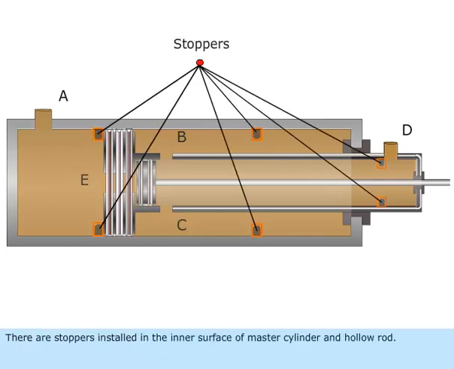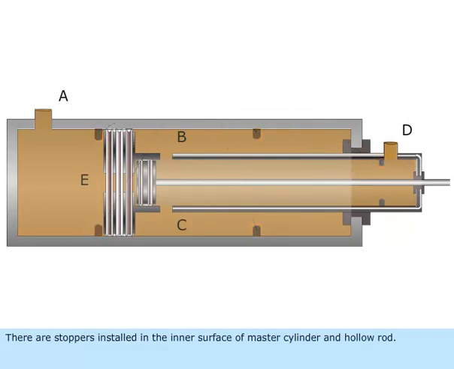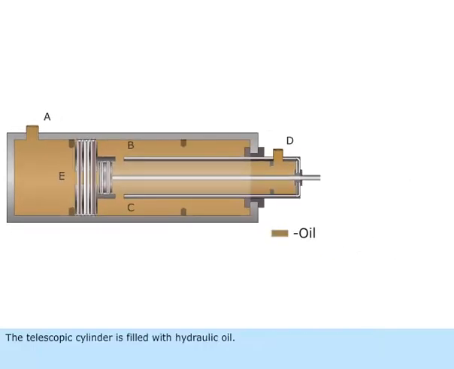There are stoppers installed in the inner surface of master cylinder and hollow rod. The pistons stop moving in their initial direction once they reach the stoppers. The telescopic cylinder is filled with hydraulic oil.